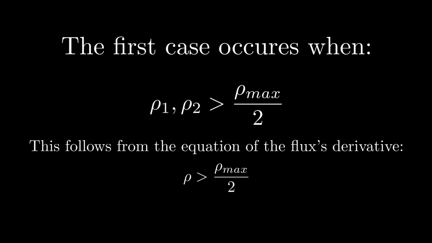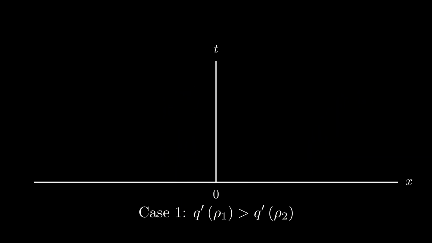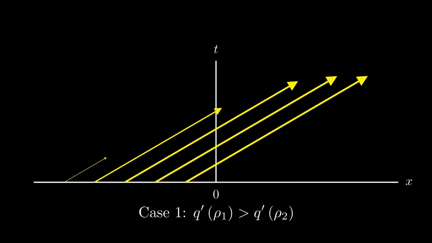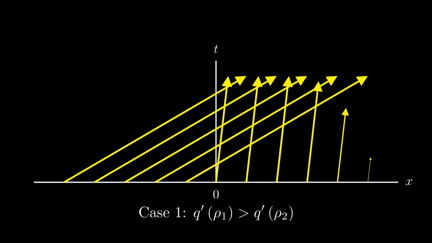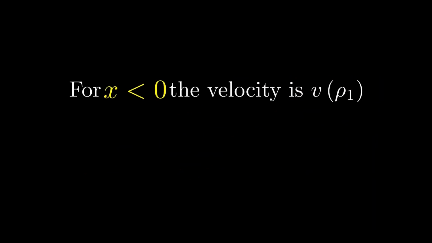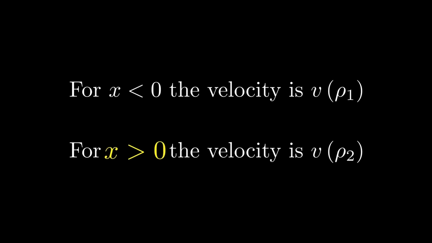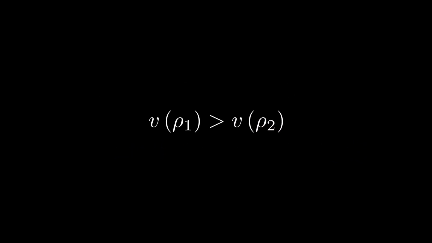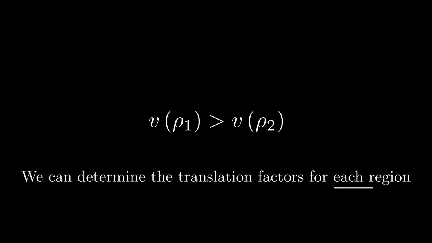This tells us that the slopes of the characteristics are positive, but since Q prime of rho 1 is larger than Q prime of rho 2, these characteristics will most definitely intersect at some point. The velocity of traffic at the lower density region is v of rho 1, and the velocity of traffic in the higher density region is v of rho 2. And since the velocity is a decreasing function of rho, we've got that v of rho 1 is larger than v of rho 2.